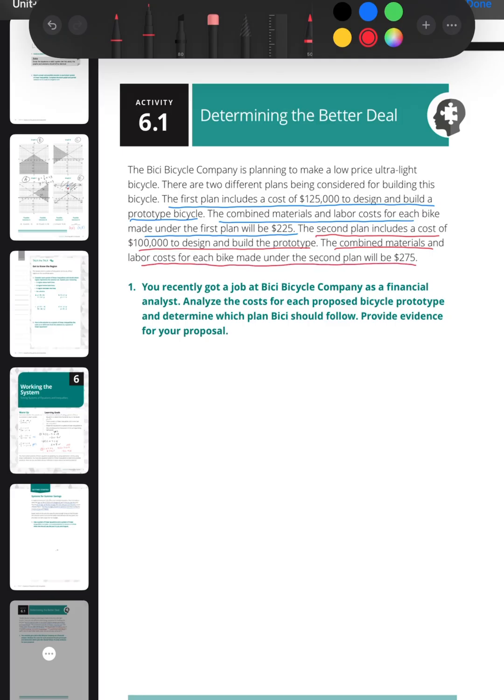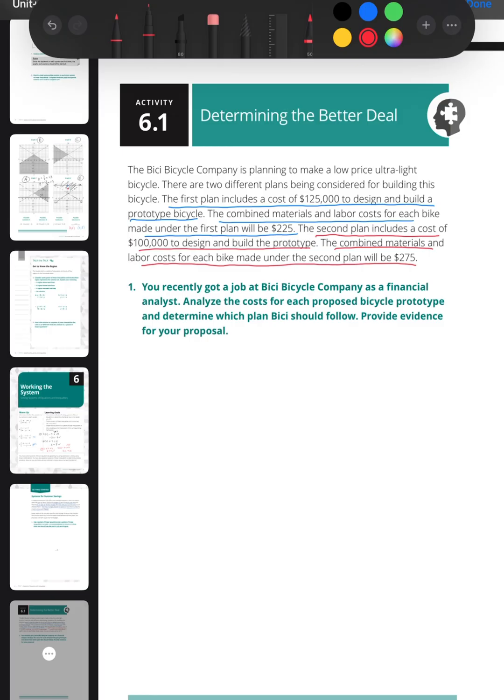So you recently got a job at the Bicycle Company as a financial analyst. Analyze the cost for each proposed bicycle prototype and determine which plan the company should follow and provide evidence for your proposal. So what we're going to do is we're going to write the system of equations, and we're going to solve that. But then we're also going to go look at the graph using Desmos, and we're going to decide which one would be the better option depending on how many bicycles you choose.